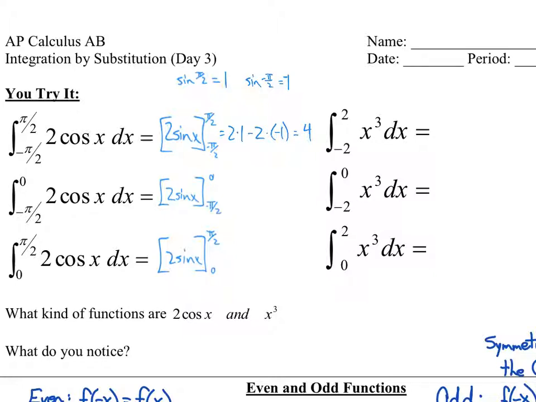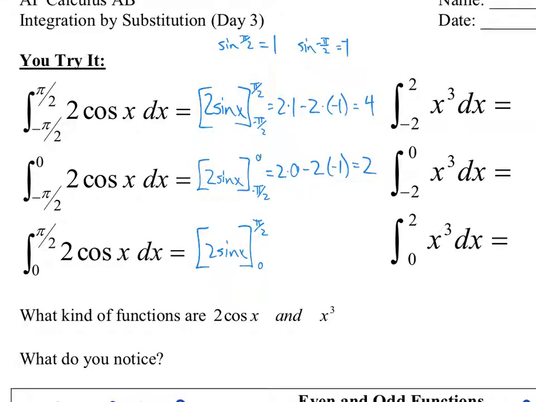Okay? What's sine of 0? 0. So I have 2 times 0 minus 2 times a negative 1. Negative negative is positive. 2. This one's also 2. And then here we have 2 times 1 minus 2 times 0, which also equals 2. So what do you notice? Is there anything you notice about this one?